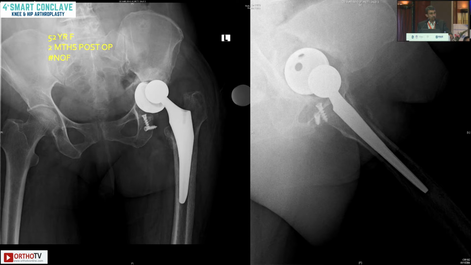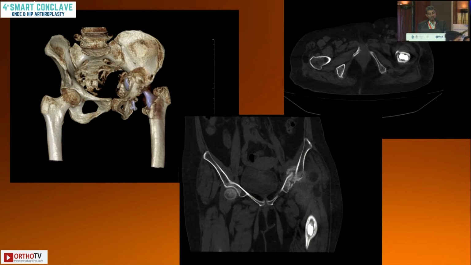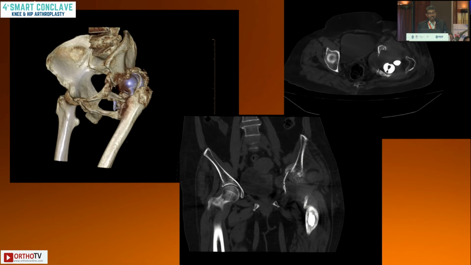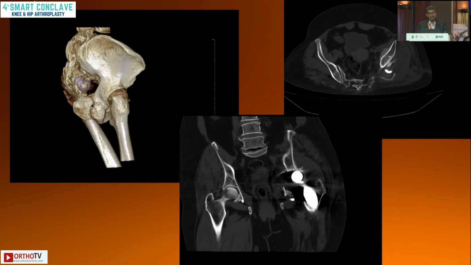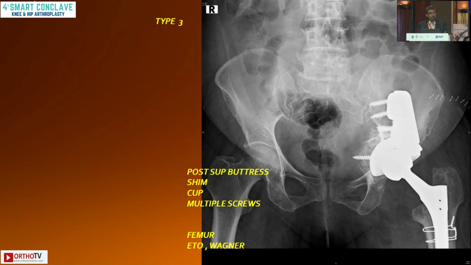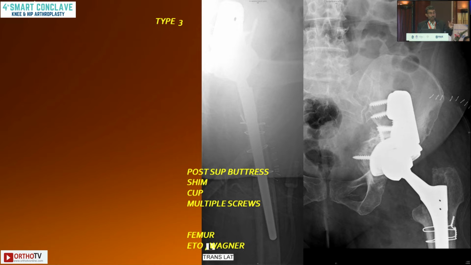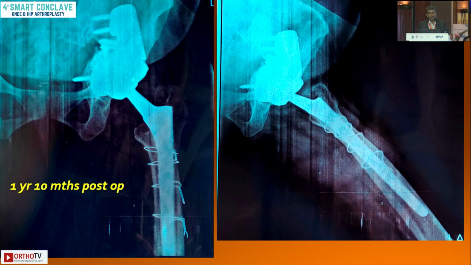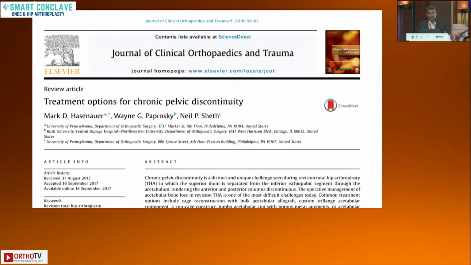This is a 52-year-old lady, 2 months post-op, fracture neck of femur, obviously no infection, but the CT again showing an element of pelvic discontinuity, and the best solution in this situation would be to use a good porous coated cup with augments to get that bridging done and thereby establish what we call the continuity. That is her at almost 2 years follow-up showing good bone reformation and good establishment of healing potential as well.